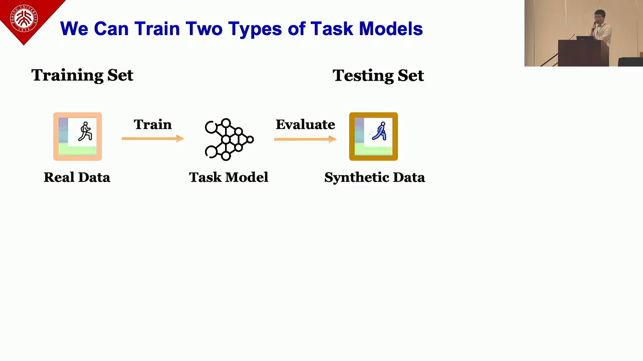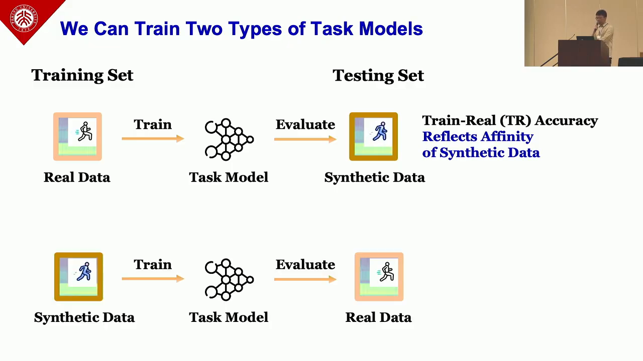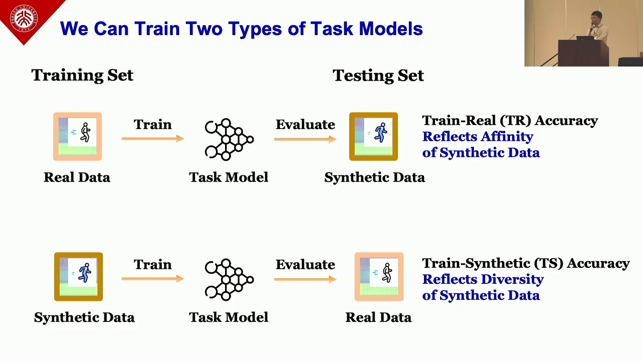When we talk about task models, we can train them in two different ways. The first type is trained on real data and tested on synthetic data. We refer to this as TR, short for train real. We will show later that TR accuracy reflects the affinity of synthetic data, in how well it aligns to the real distribution. The second type is the reverse: we train the model on synthetic data and test it on real data. This is called TS, or train synthetic. TS accuracy captures the diversity of synthetic data, in its ability to generalize and support real-world task performance.